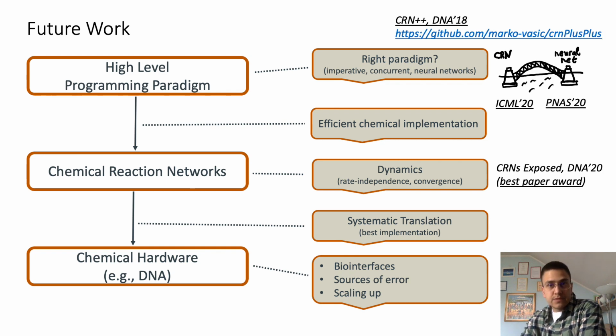So I already tackled some of these questions, of course not completely solved, but here I list them. CRN++, which is the first imperative molecular programming language as far as we know. I didn't mention it in this talk, but you can take a look. Then this bridge from CRNs to neural nets I talked about, as well as CRNs exposed. That's a technique I briefly mentioned about discovery of chemical primitives.